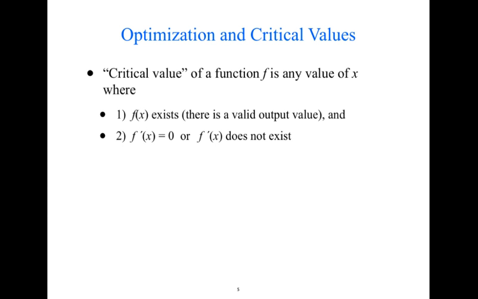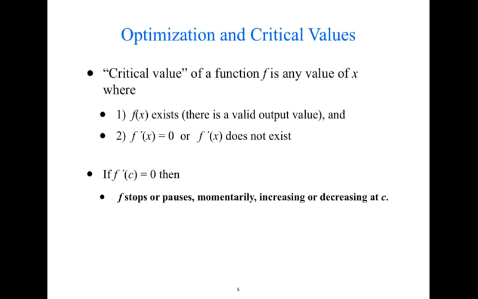The first derivative not existing, that's a little bit different. We'll talk about that later. We're going to focus on this first case here. So if c is a critical value, then the derivative at c equals 0. So this is what we said. F stops or pauses momentarily increasing or decreasing at c. So it's going along, it's changing, and then if you've got a critical value where the derivative is 0, then the accumulation is not going to change for a moment. So we think of that as a pause in the accumulation.